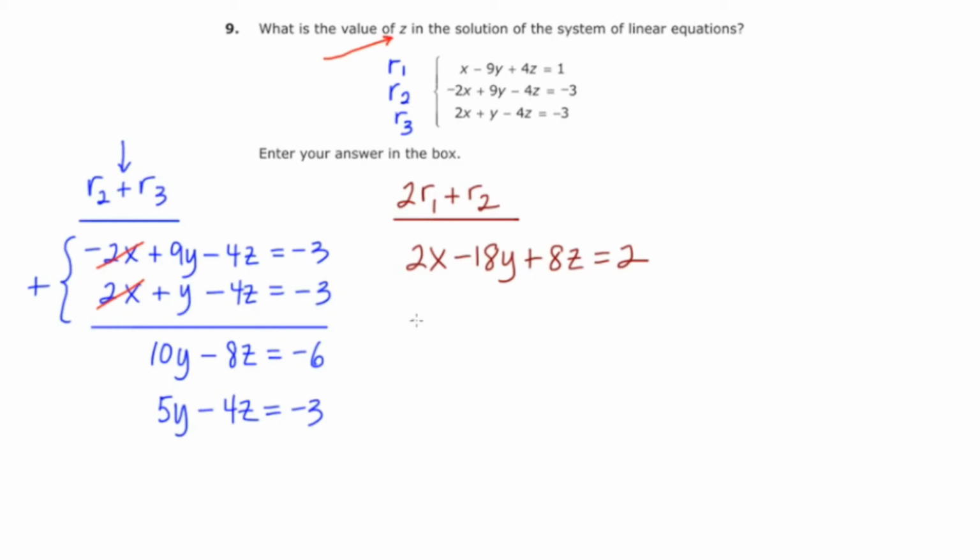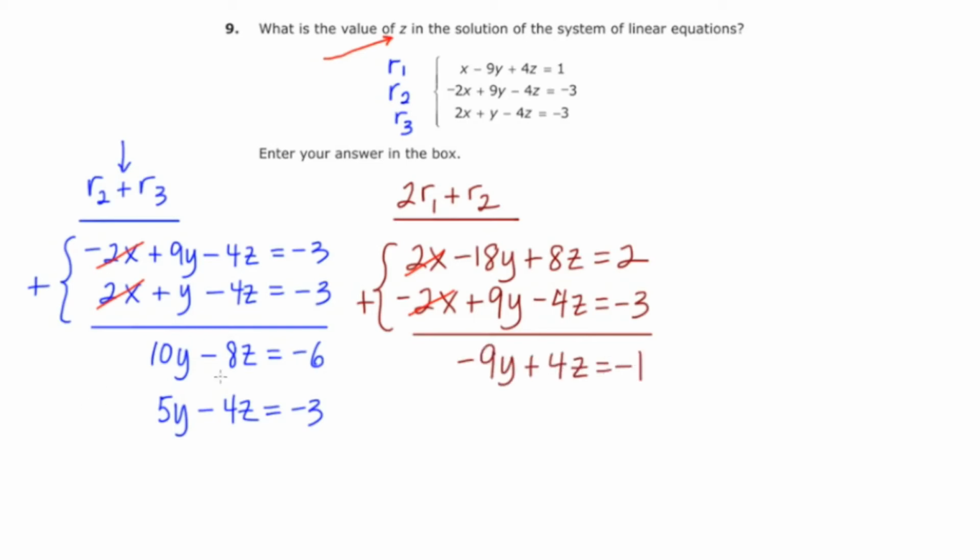I'm going to rewrite row 2, not doing anything to it. Again, the x terms are going to drop out, and now I'm left with -9y plus 4z is equal to -1. So I'm going to take the equation that I just arrived at, which is in two variables, y and z, and the first equation that I arrived at, which is in y and z, and I'm going to stack them one on top of the other over here on the right. So I'm going to write 5y minus 4z is equal to -3. And now I'm going to write -9y plus 4z is equal to -1.